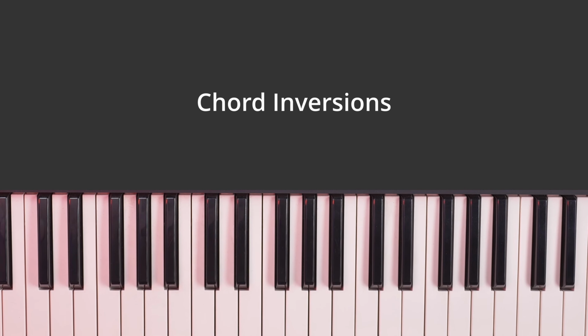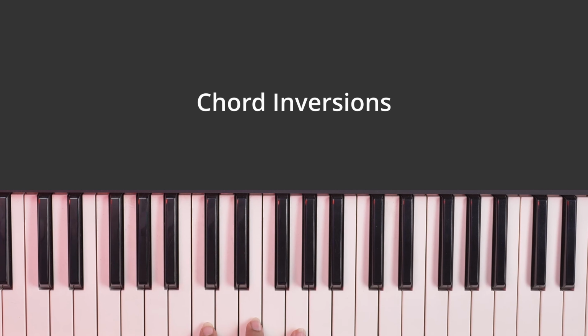So inversion is nothing but just changing one note of a chord to any other octave so that the root note of the chord is not the starting point of the chord. So the inversion, as I told you, is the changing of a note from one octave to the other so that the first note of the chord is not the root note of the chord.